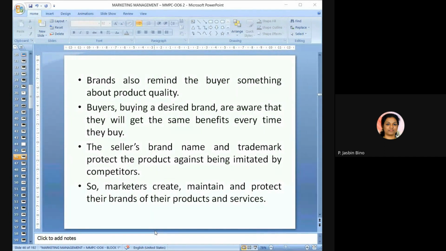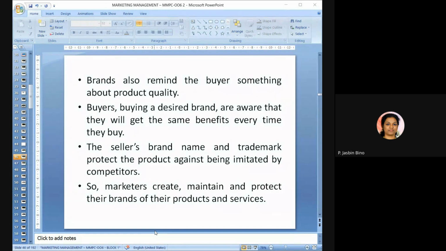Maybe the price of the product, whether it is a low price product or a high price product, or a quality product, and so on. The brand name plays a major role. The buyers buying a desired brand are aware that they will get the same benefits every time they buy. So whenever a customer is purchasing a product, they have some desire in mind, thinking that every time they purchase the same product again and again, they should get the same benefits.